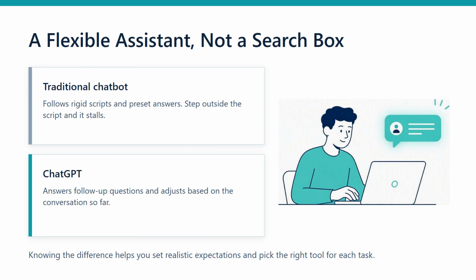For example, a traditional chatbot often follows rigid scripts, while ChatGPT responds to follow-up questions and adjusts its answer based on the conversation. Understanding this difference helps you set realistic expectations and choose the right tool for each task.